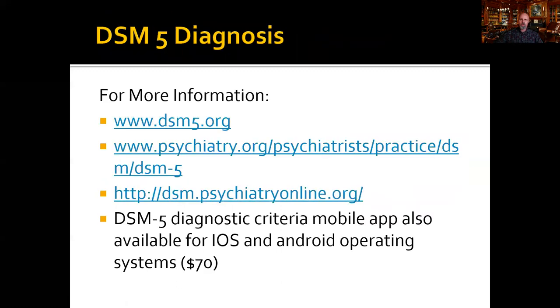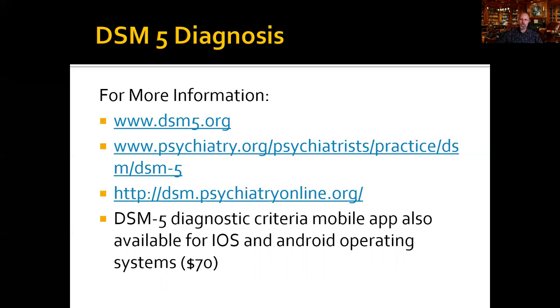All right, so for more information about substance use disorder diagnosis, I've given you some links here. There also is a DSM Mobile App that is available on the Apple software system and the Android operating system for $70. You do not need to purchase the DSM-5. It's not a requirement for this class. It is certainly a good thing to have around.